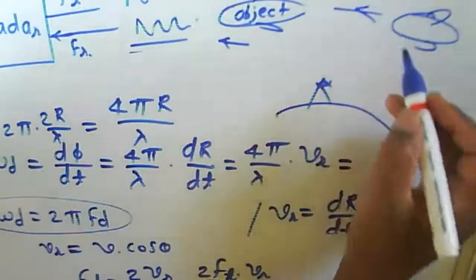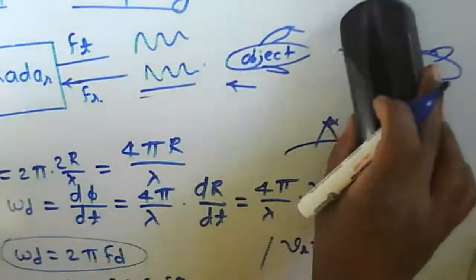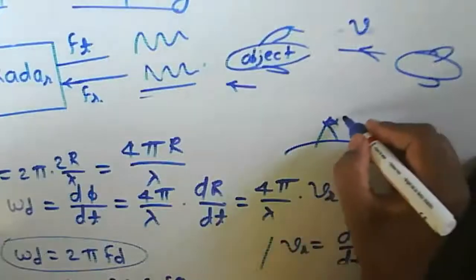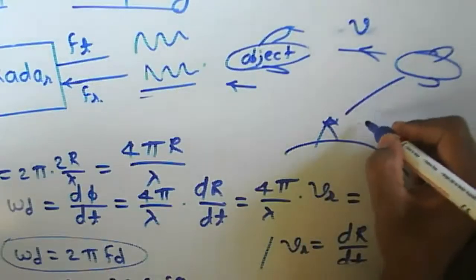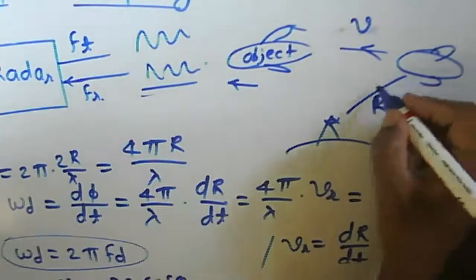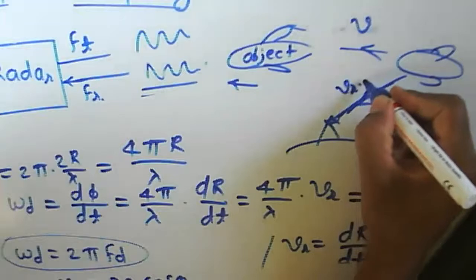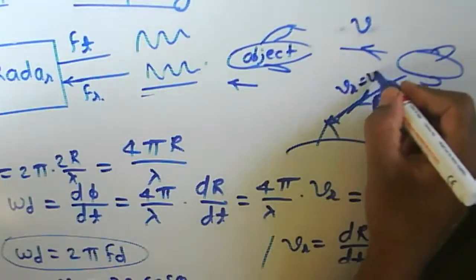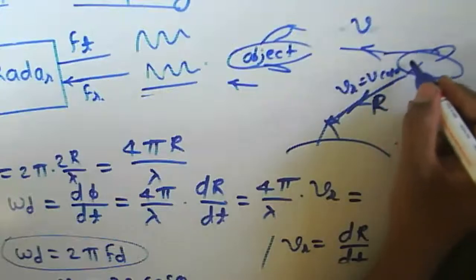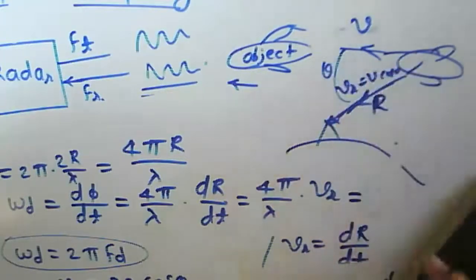In that case, we define this as the velocity of the object. This one is the velocity vector. From this, the range of the radar is R. If we consider the radial velocity, Vr is equal to V cos theta. This one is radial, and the angle we define is theta.